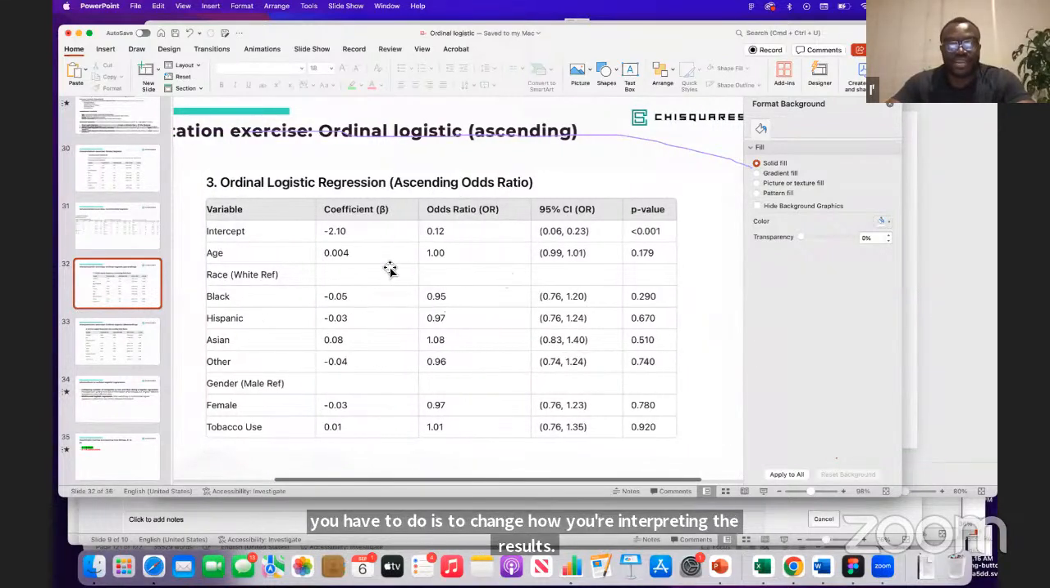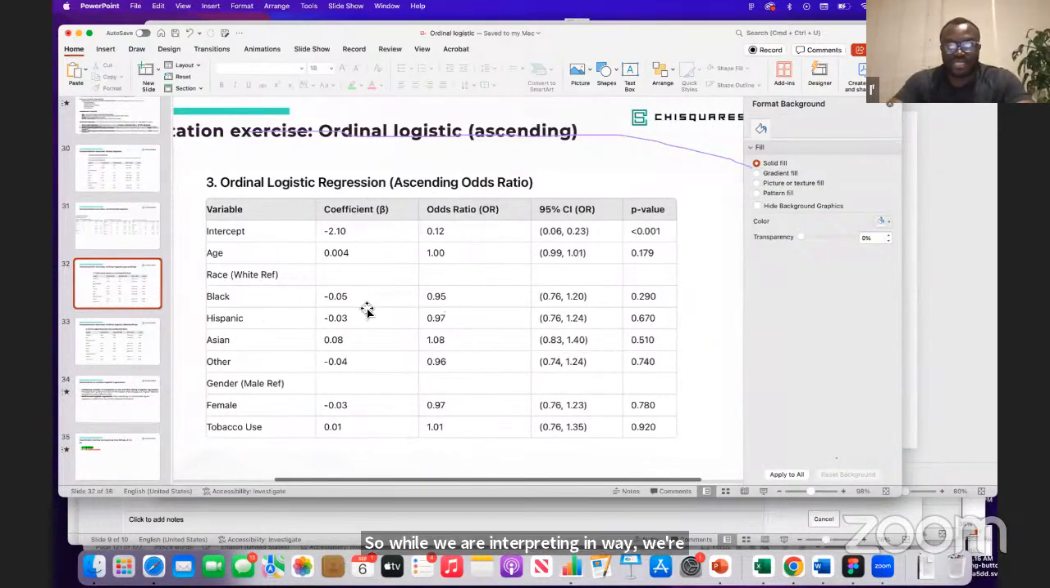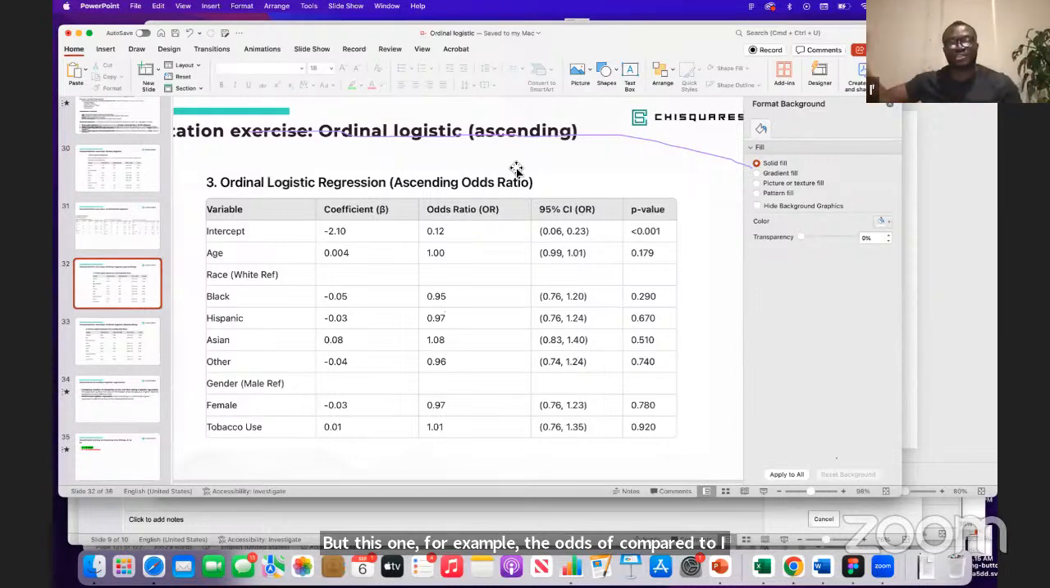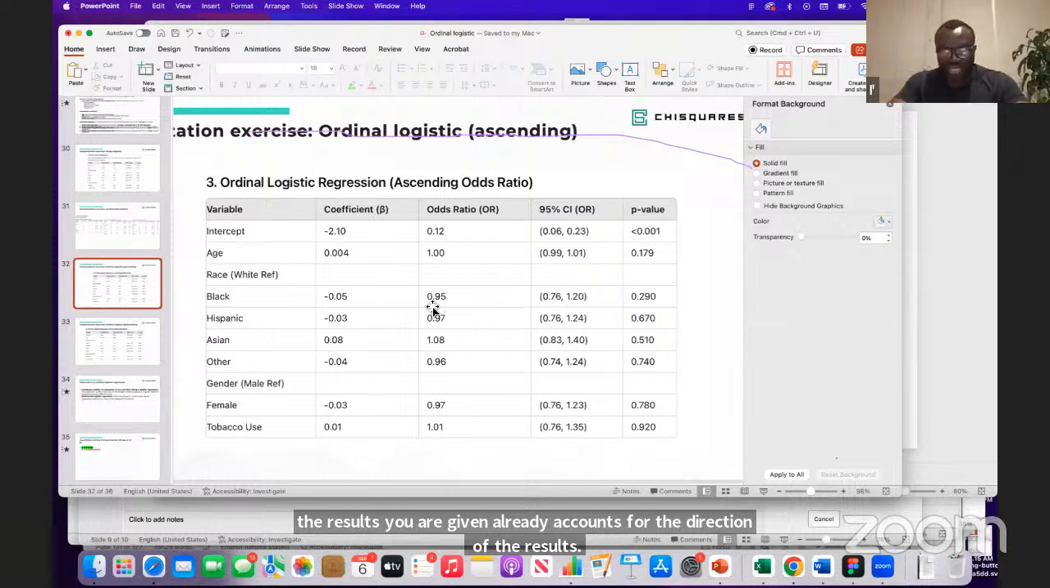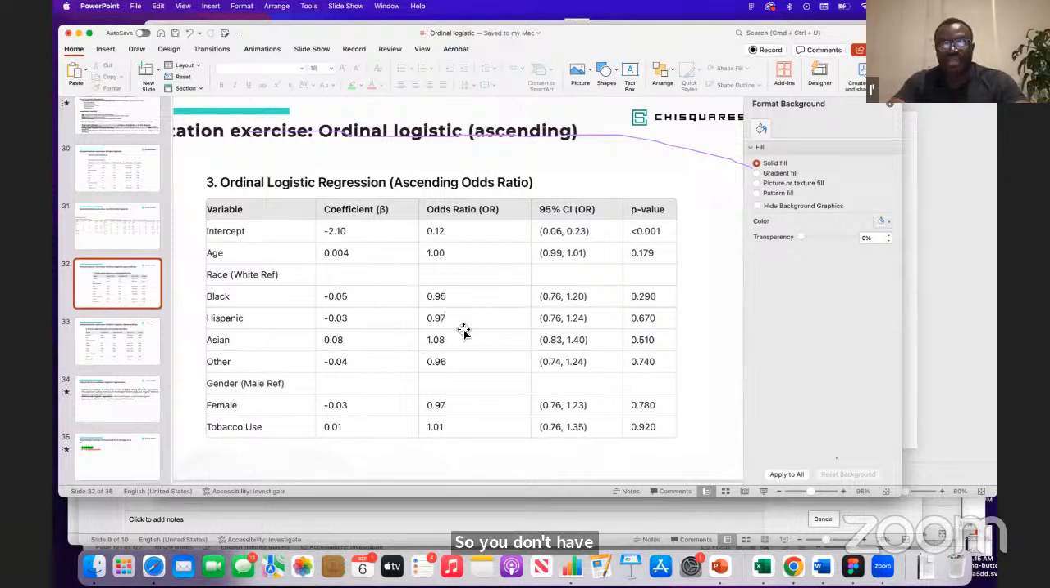So when we are interpreting in an ascending way, we're saying that for this one, for example, among blacks compared to whites, the odds of reporting increasing support. Why is it increasing? Because we are going ascending. Why did we choose ascending? Because we selected that we want to interpret the results in an ascending way. So the calculation is done automatically in the back end already, and the results you are given already account for the direction of the results. So you don't have to start subtracting anything. The result has already been calculated for you that way because you chose ascending, right?